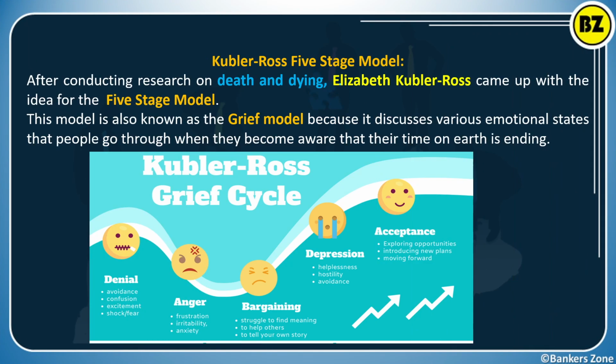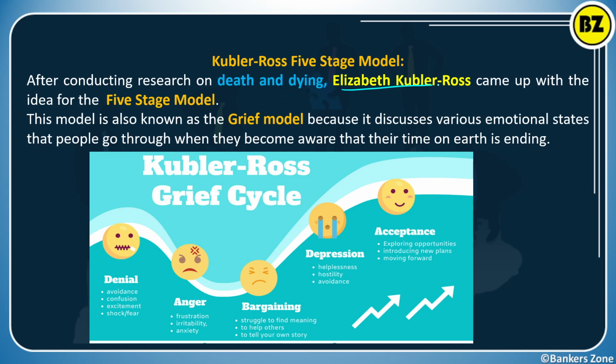Now, the next model is what? The Kübler-Ross 5-stage model. It is a very interesting model. It is about death. After conducting research on death and dying, see what people are going to study: how death and dying work. So, they are studying about death, right?